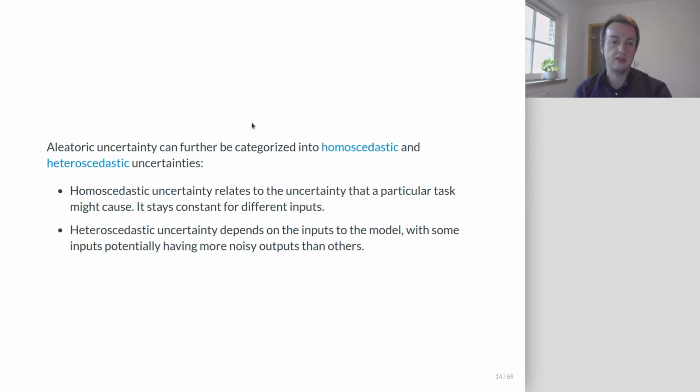So it's as saying if it was some kind of stationary uncertainty or non-stationary uncertainty.